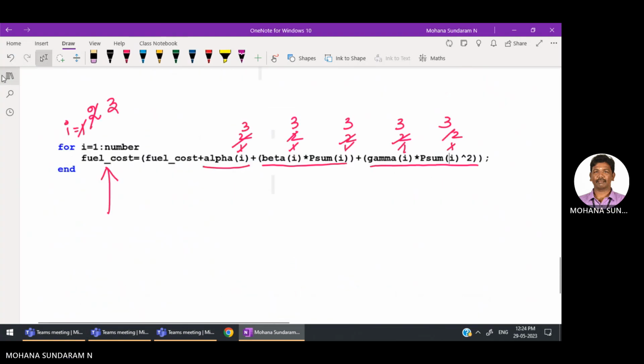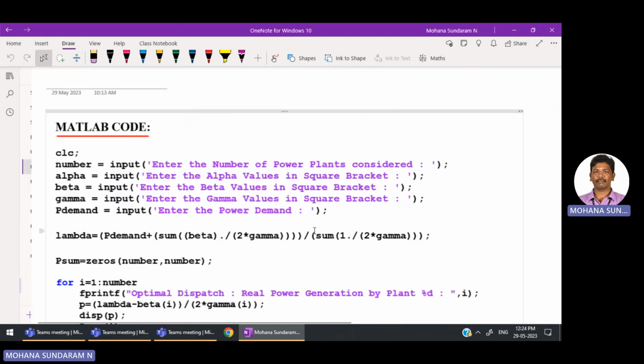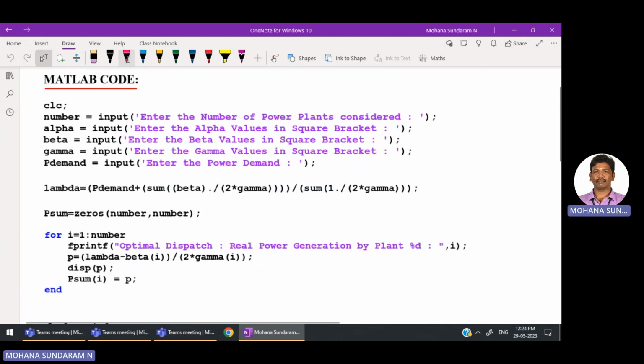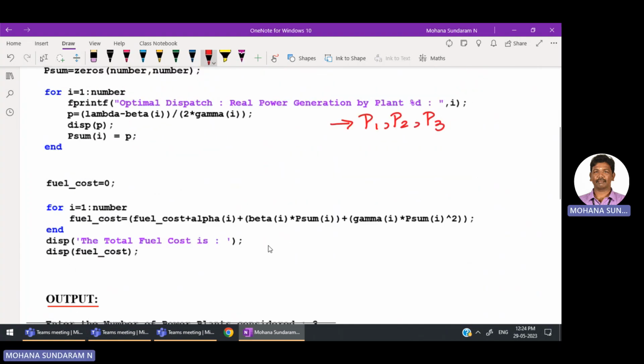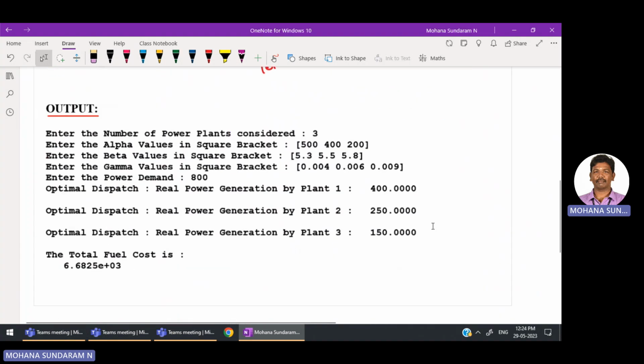That's it. Now let's have a look at the complete code. See, the first step here is to get all the inputs. I am finding the lambda value here. Here, I am finding P1, P2, and P3 separately. And here I am finding the total fuel cost. When I run this, I'll be getting the output.